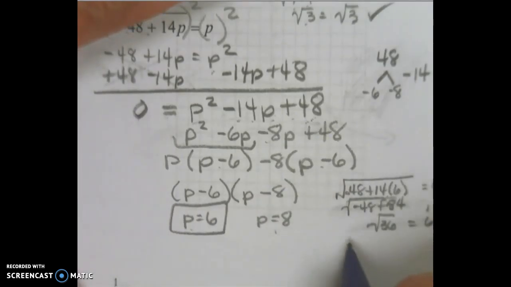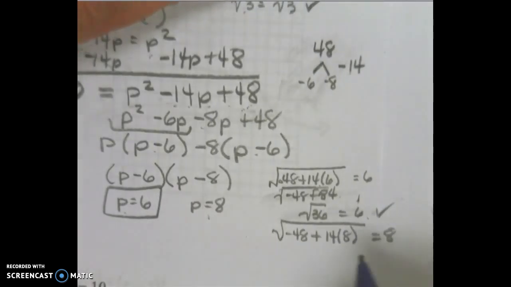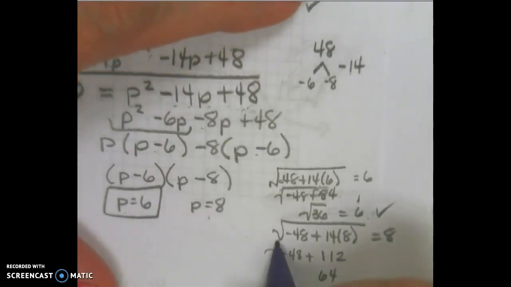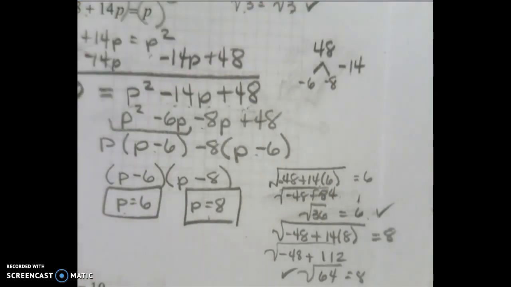I also need to put in my 8. So negative 48 plus 14 times 8, and it's supposed to equal 8. Oh, I'm sorry, I'm off the screen. It has to equal 8. That gives me 112, plus negative 48, so 64. The square root of 64 is indeed 8. So my problem checks, and both answers work for that problem. Excellent.